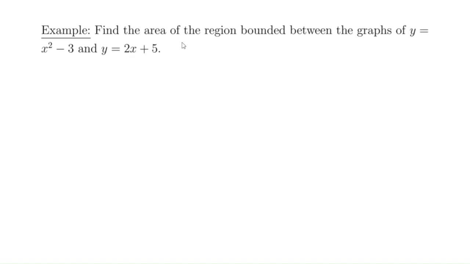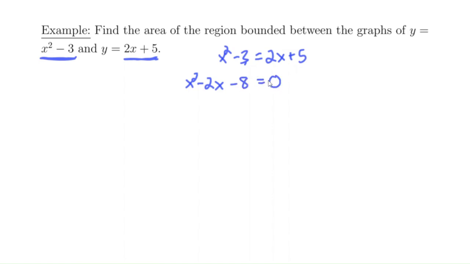Well, again, how would we find those intersection points? Well, what we need to do is to set these two formulas equal to each other. We have y equals x squared minus 3, y equals 2x plus 5. We would set x squared minus 3 equal to 2x plus 5 and solve for x. So we're going to bring everything over to the left-hand side. So we're going to have x squared. If we subtract 2x from both sides, we'll have x squared minus 2x. We're going to subtract 5 from both sides. That's going to give us a minus 8 equals 0.